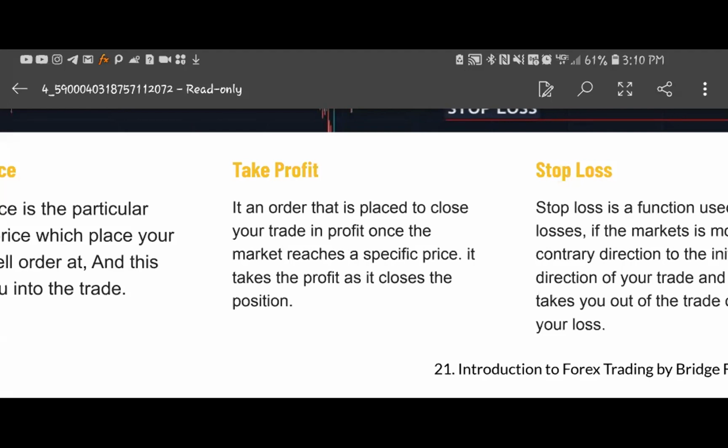And it also depends on your lot size. It depends on the lot size you're using, if it's 0.01, 0.10, 1.0, and it depends on the amount of money you have in your account, right? So the take profit will be 1.1805. That is where you should set your take profit.